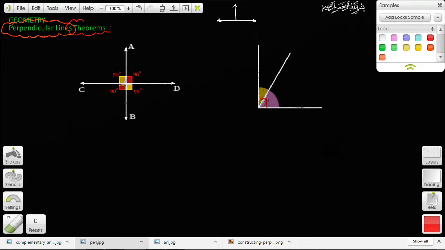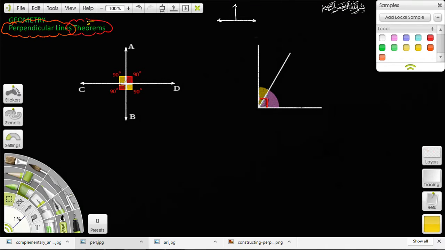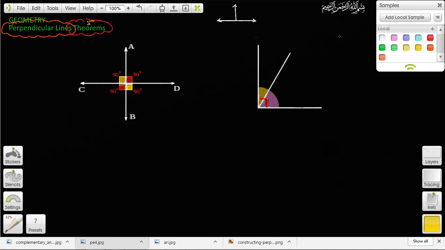As I suggested last time, now we're talking about perpendicular lines and the theorems that are related to perpendicular lines. Specifically, we shall talk about 5 theorems. Last time we talked about one of them, related to the linear pair. We said if two lines intersect to form congruent linear pairs, then those lines are perpendicular. That was the linear pair congruence theorem.